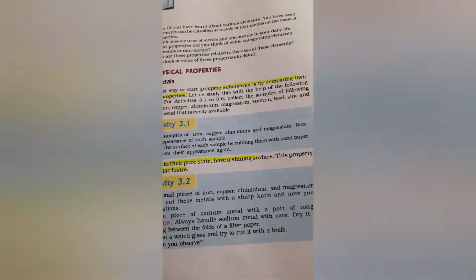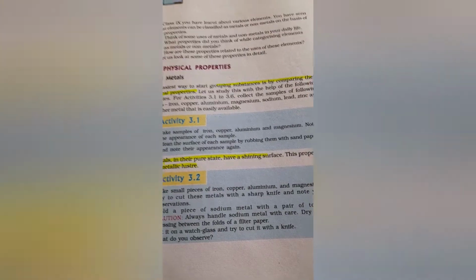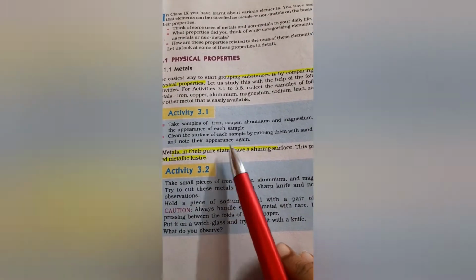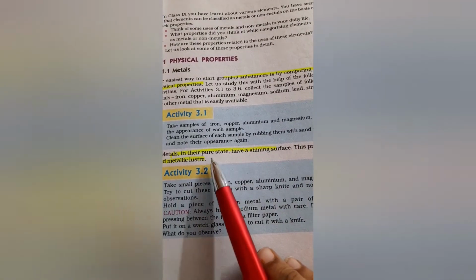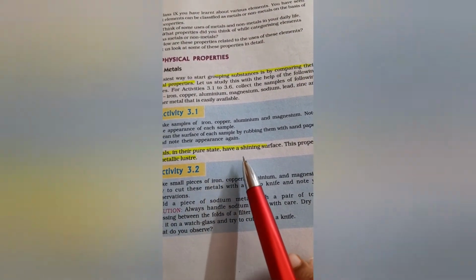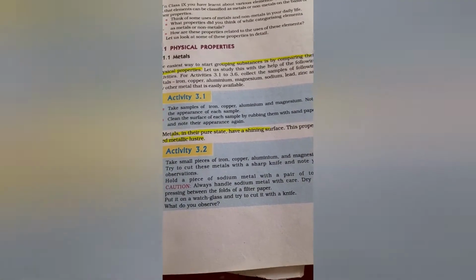You have seen sandpaper. Sandpaper is rough, looks a bit like cardboard, but it's very hard, and when you rub it, you have to look at their appearance after rubbing them. You can see that if the metals are in their pure state, they will have a shining surface. This property is called luster, metallic luster, shining surface. So only metals will have a shining surface.